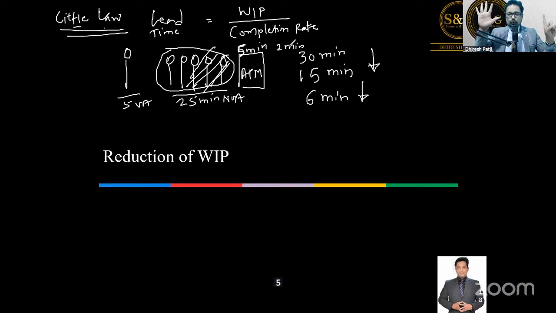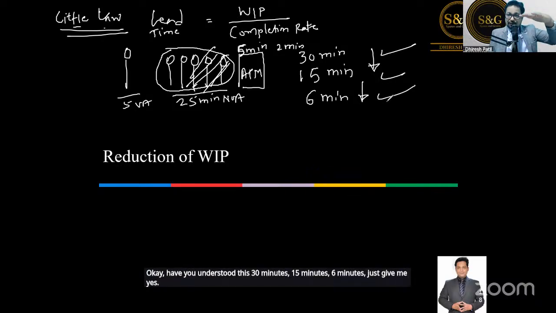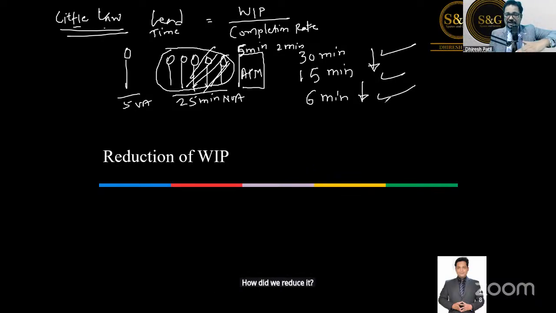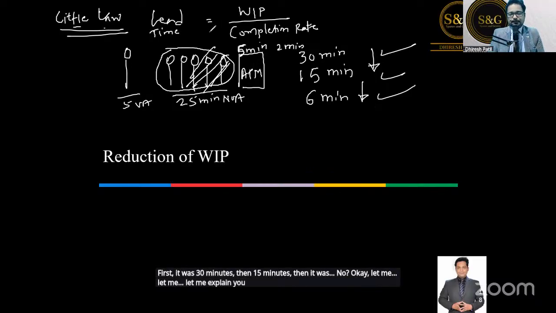5 people in the queue? Okay, have you understood this? 30 minutes, 15 minutes, 6 minutes? Just give me yes. How did we reduce it in the 3 steps? First it was 30 minutes, then 15 minutes, then 6. Okay, let me explain it to you once again.